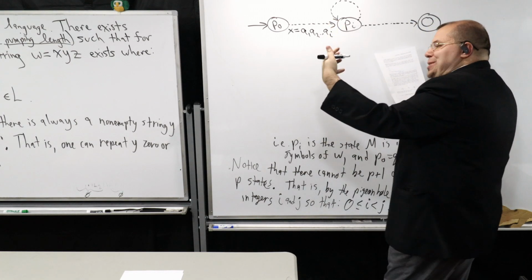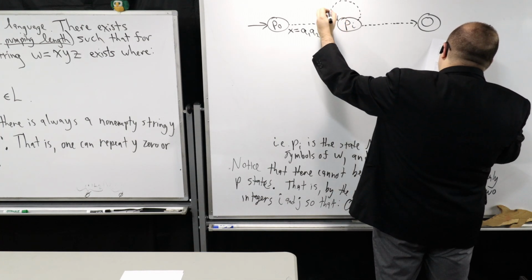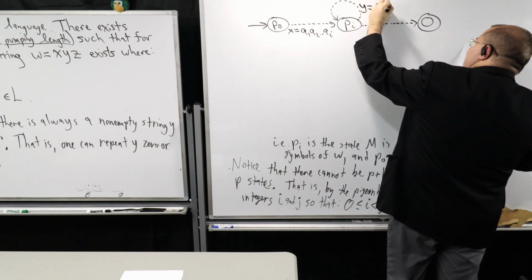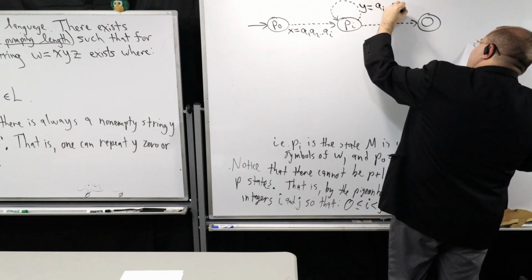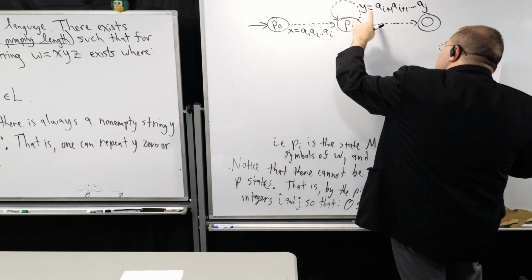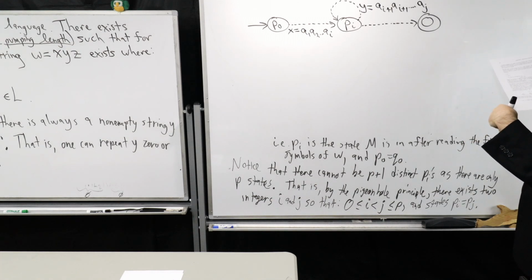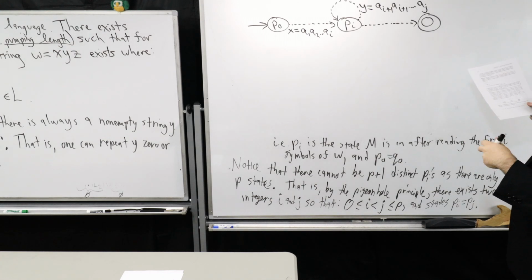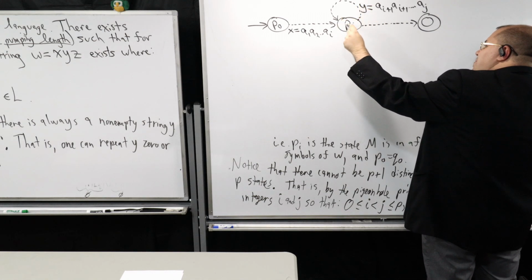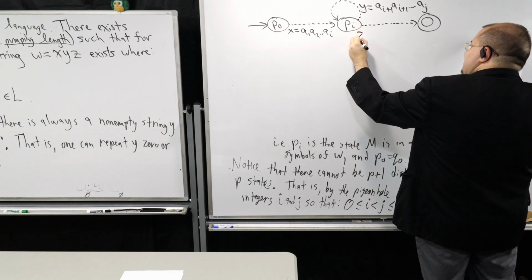Because remember, I'm just mapping over the DFA states. That's something I really want to stress. So what's this? Well, this is just Y right here. This is A_{i+1}, A_{i+2}, all the way up to A_j. If I read all the way up to A_j, when I read the j symbol, I get back to p_i, which equals p_j. And then I read the remainder of it, which is Z.